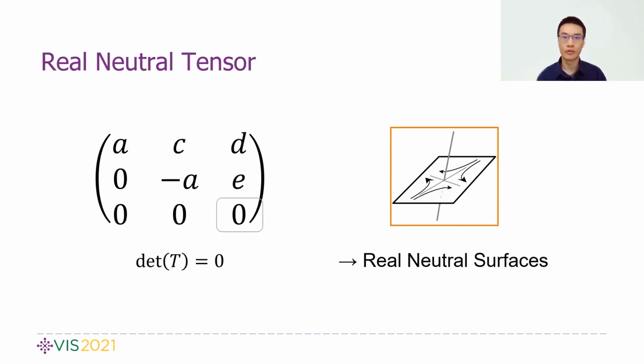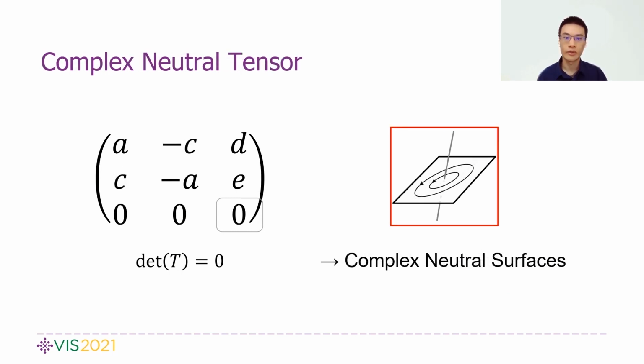Note, neutral degenerate tensors are actually triple degenerate tensors with all zero eigenvalues. Furthermore, we define the real neutral tensors, which have zero determinant. These real neutral tensors have a saddle flow pattern and form surfaces. We also extend the real neutral tensor to the complex neutral tensor, which forms surfaces as well. Note on the right the projection of a complex neutral tensor onto the plane spanned by dual eigenvectors is an elliptical flow pattern.